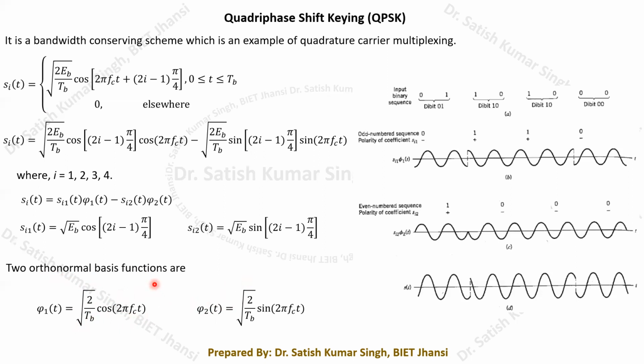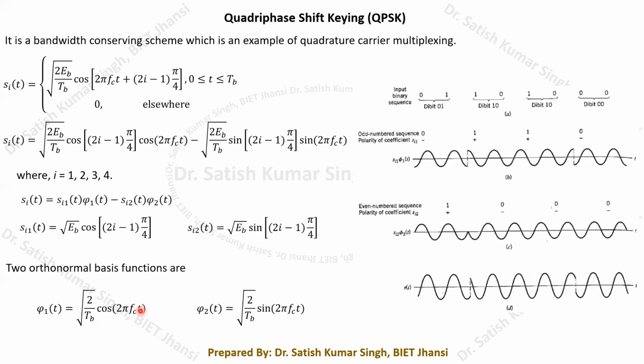The normalization I have already proved in my previous discussion. And again, these two functions must be orthogonal, so you can prove it. You can calculate the integration over 0 to Tb: multiply the two functions and then integrate. That integral should come out equal to 0, which shows that these two functions are orthogonal to each other.